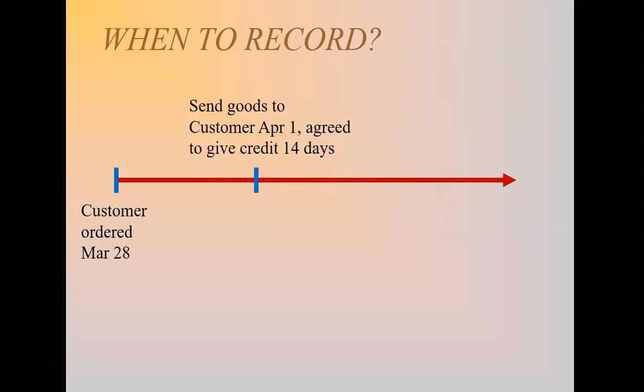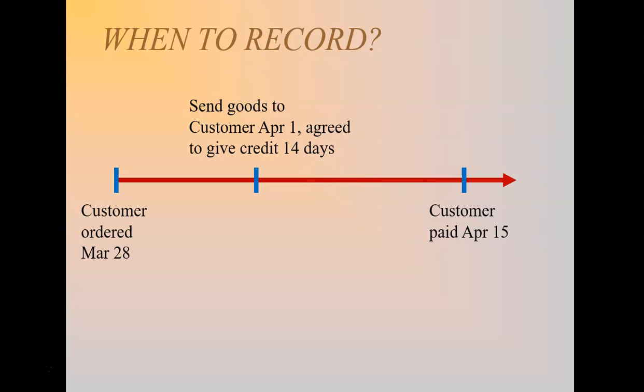Okay, let's look at a timeline example of when to actually record. Let's say we have a timeline where on March 28th, the customer ordered goods from us. We received the order from the customer, and we will send the goods, let's say, on the 1st of April. When we send the goods, we agree with the customer to give a 14 days credit, meaning that the customer can delay the payment for 14 days. So, let's say on April 15, the customer paid for the goods.